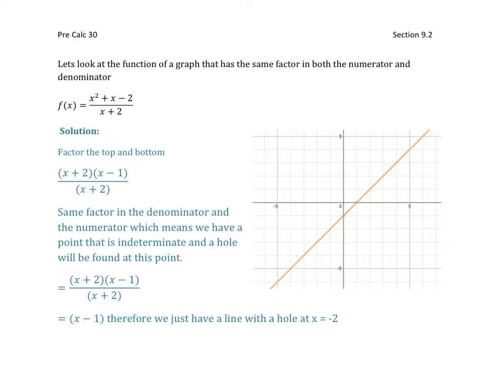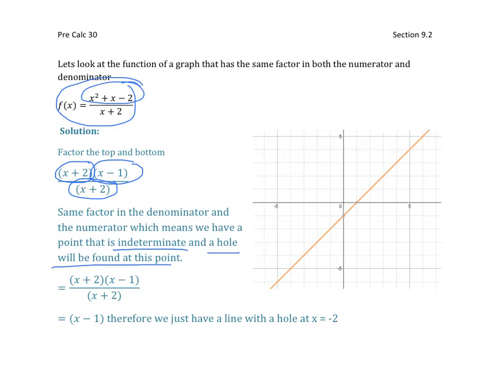So let's look at the function of a graph that has the same factor in both the numerator and denominator. If we end up factoring this, we can factor the top and we get x plus 2 and x minus 1. And what happens is we actually end up having x plus 2 in both the numerator and the denominator. When the same factor is found in the denominator and the numerator, we have found this point to be indeterminate. What happens is there actually ends up being a hole at this point.